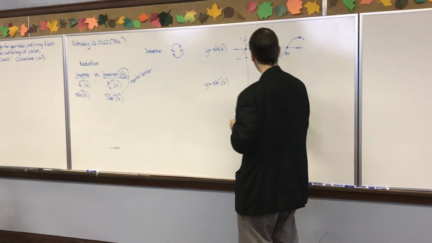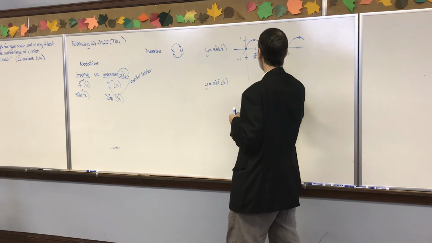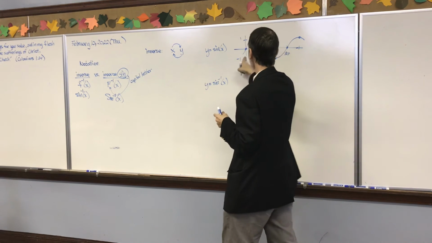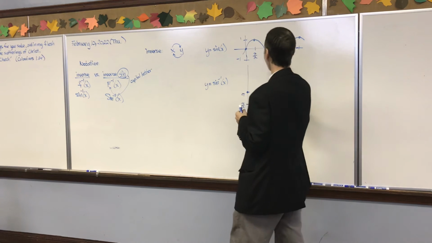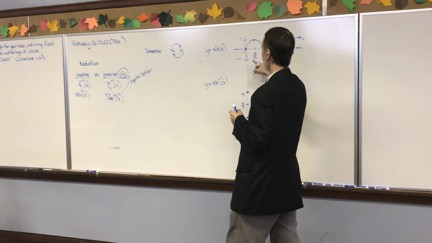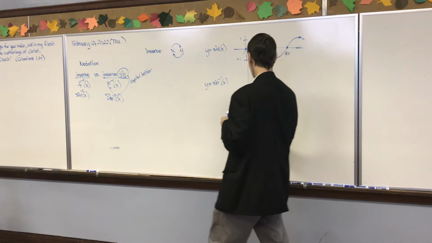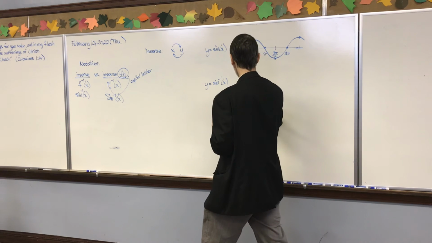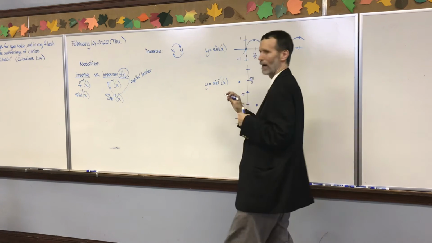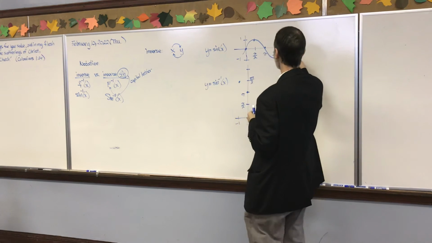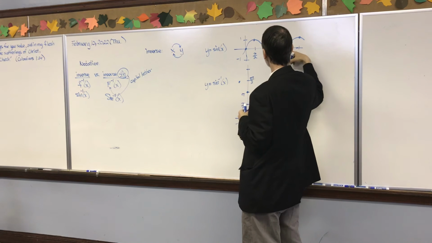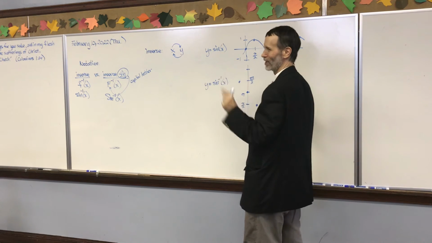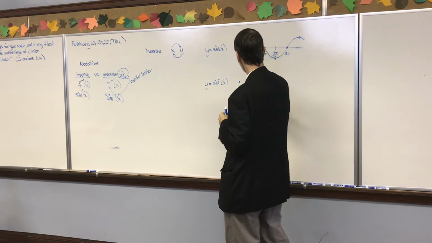Josh, give me the next one. Coordinates. 3 pi over 2 comma negative 1. Give me the inverse. Negative 1 comma 3 pi over 2. Mary Claire, give me the next one. Coordinates. 2 pi comma 0. What's the inverse? 0 comma 2 pi.